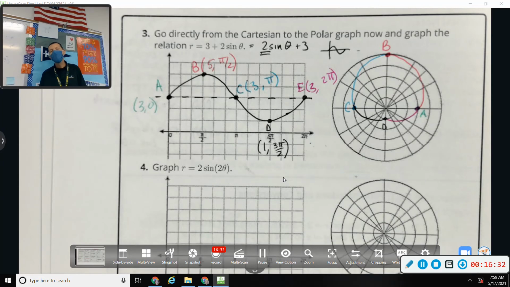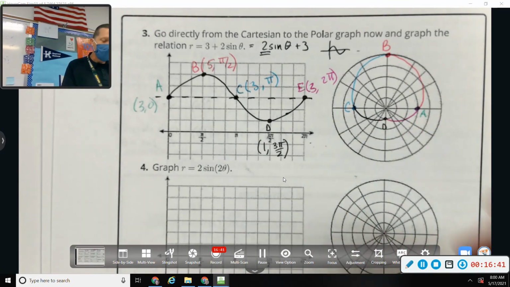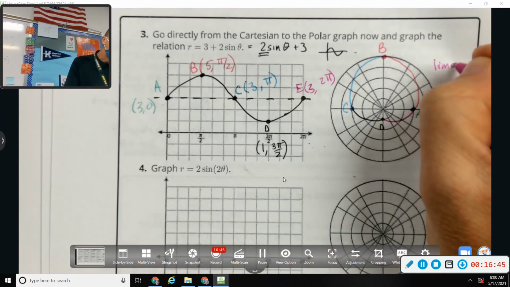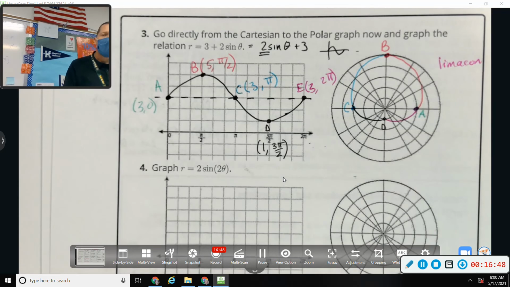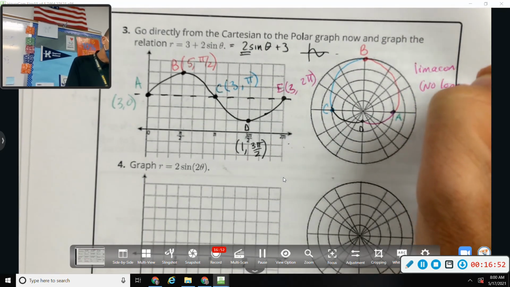So here's the deal. For it to be a cardioid, it has to go exactly back to the pole. So yes, it looks like a heart, but it's not a heart, at least officially, unless it goes exactly back to the pole. The pole is the origin. So this is another limaçon, but no loop.